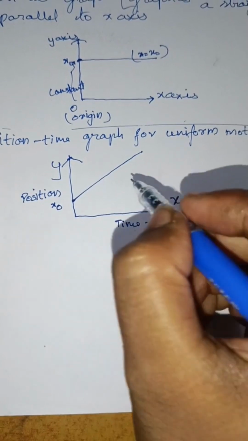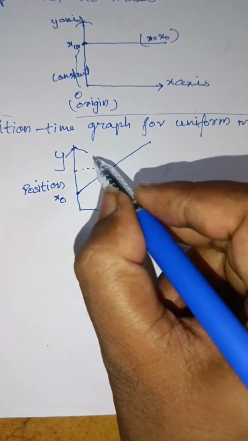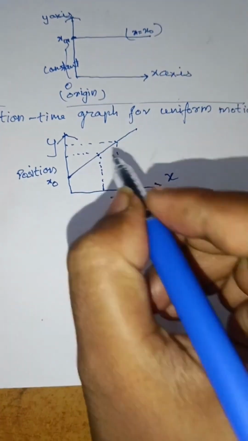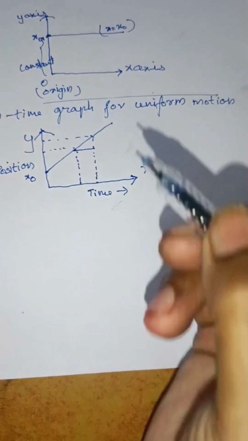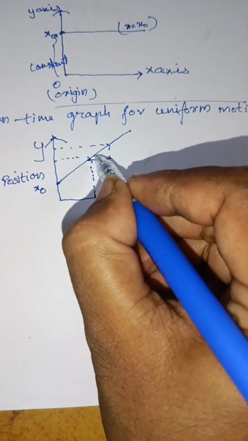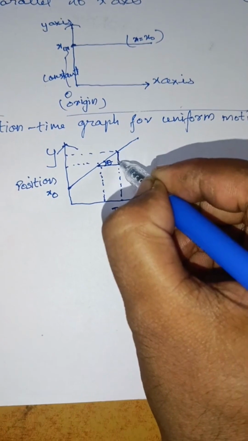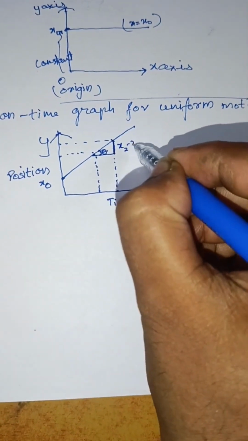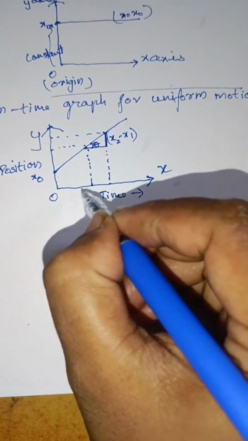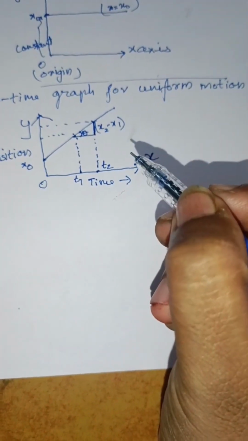I will take one random point, with lines parallel to the y-axis and parallel to the x-axis, and then one more point, and I want to draw the slope of it. The slope is inclined at an angle theta, point number 1. If I want to define this, it is x2 minus x1. Sir, how is that possible? Initially this point is close to 0, so I'll say t1. This point is next to t1, so it is t2. I hope that is very clear.